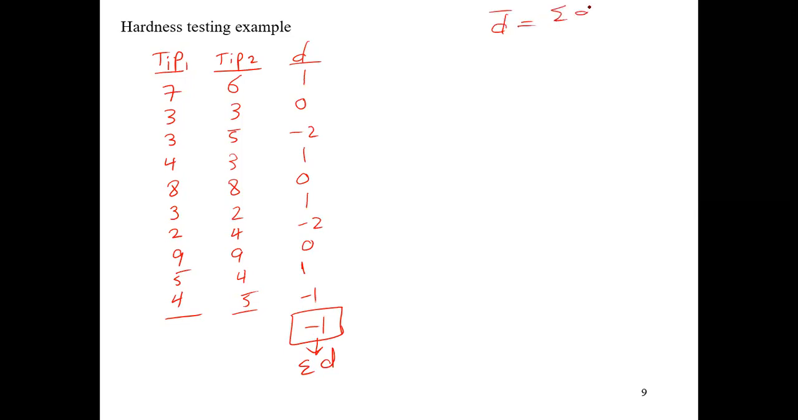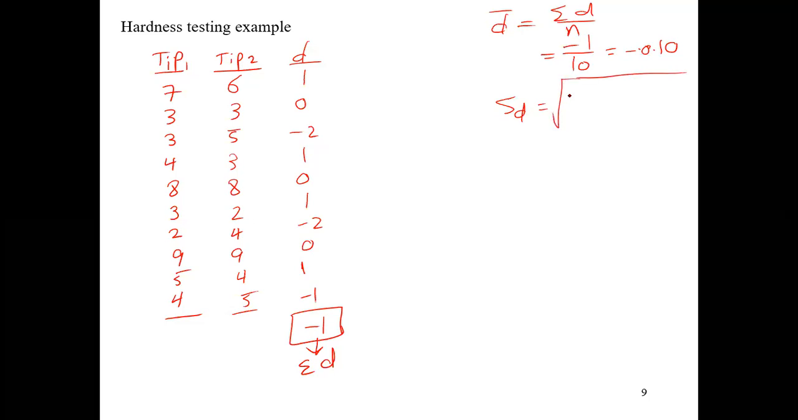D bar is the sum of D divided by N. Sum of D is negative 1 divided by 10. So D bar is negative 0.10. S of D is like the standard deviation of X, but X will be D. 1 divided by N minus 1 times sum of D square minus sum of D all square divided by N. I have sum of D, but I do not have sum of D square.